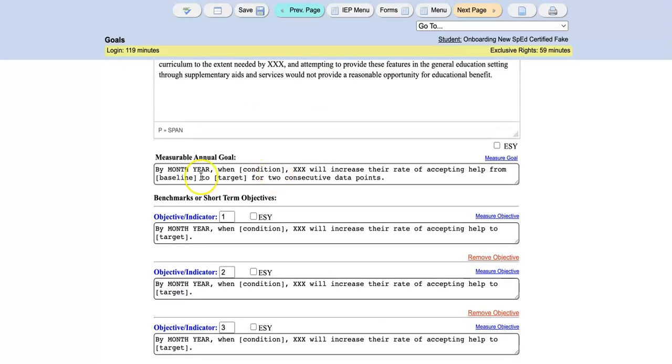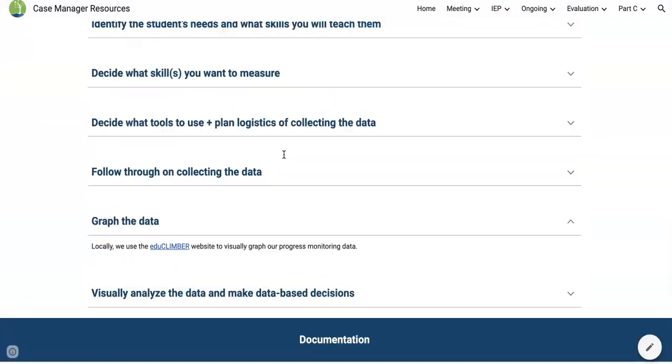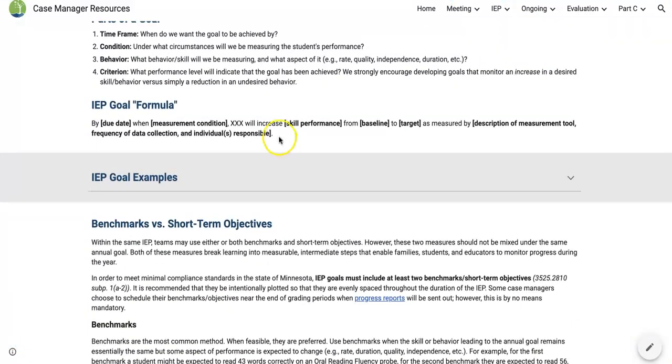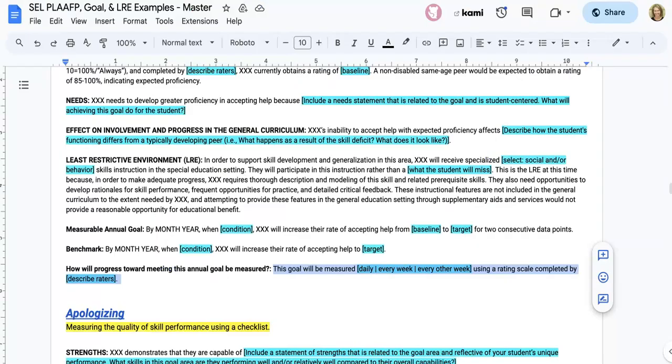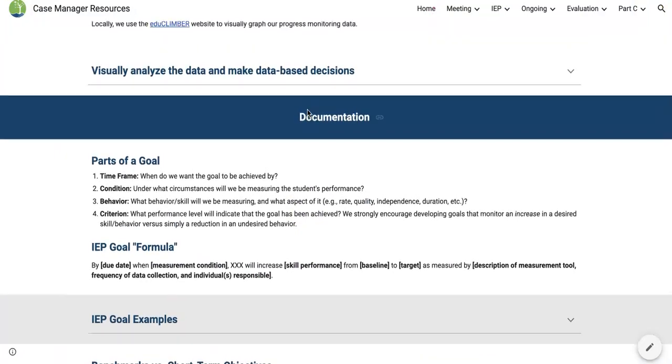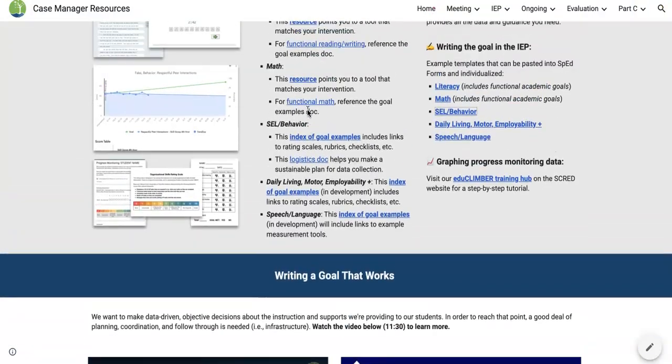And then when I get down to the measurable annual goal, what I hope you notice is that it follows this goal formula that we talked about earlier. So this formula right here is how this goal is written as well. So you can just customize the information. You'll need to have their baseline and their target on this particular skill, and then you can go from there. So again, I'll highlight quickly how you're going to access these templates and how you can copy and paste them in.